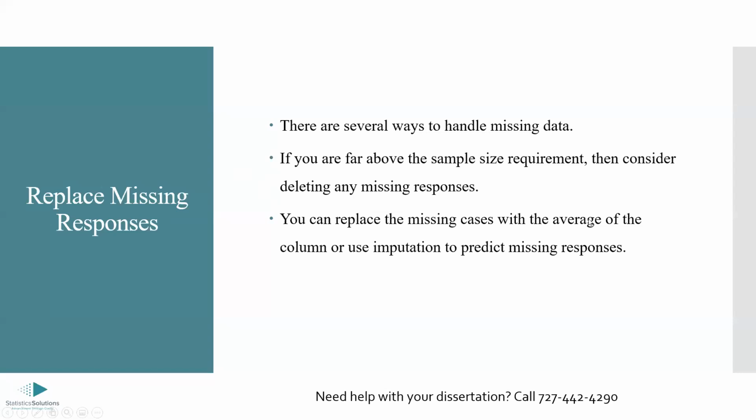So mean imputation is replacing missing values with the average of the columns. Or you can use predictive imputation to predict missing responses. The latter option here is much more complicated, but there are some detailed instructions on SPSS to do this. If you just Google search this or look up YouTube videos, it is quite an advanced procedure. So for the purpose of today's webinar, I'll show you how to take the average as a replacement.